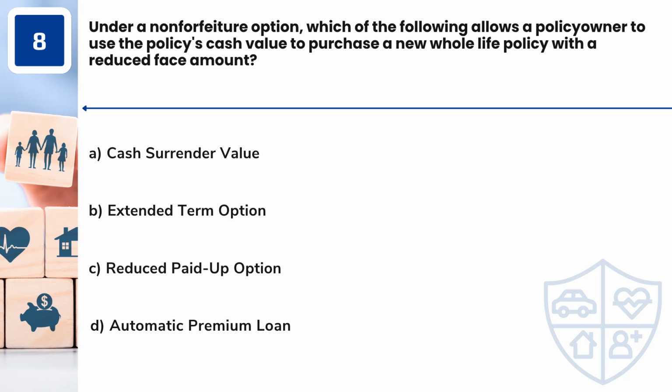Question 8. Under a non-forfeiture option, which of the following allows a policy owner to use the policy's cash value to purchase a new whole life policy with a reduced face amount? A. Cash surrender value. B. Extended term option. C. Reduced paid-up option. D. Automatic premium loan.